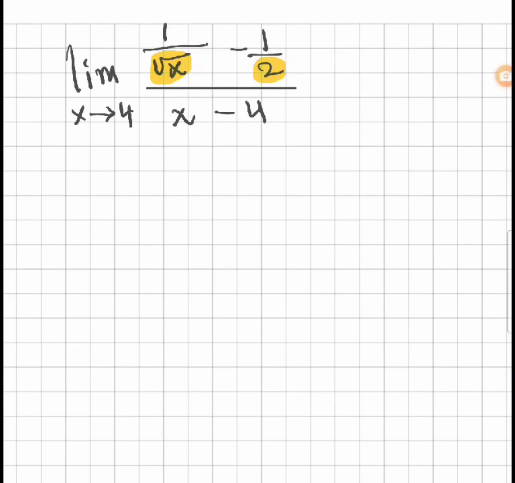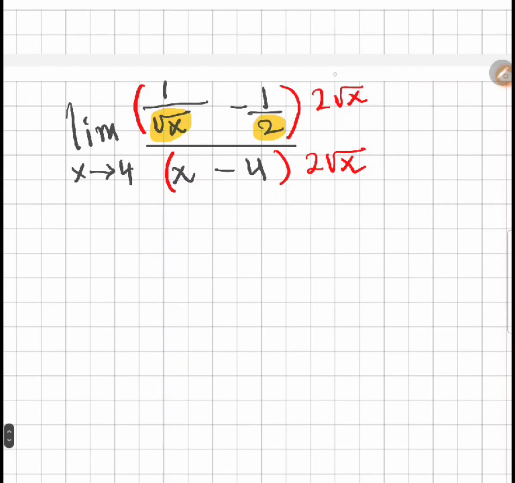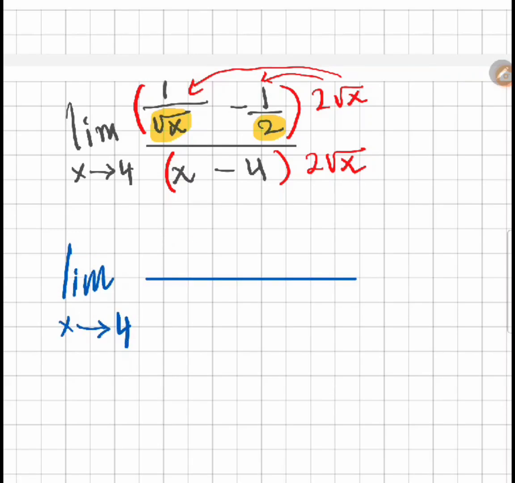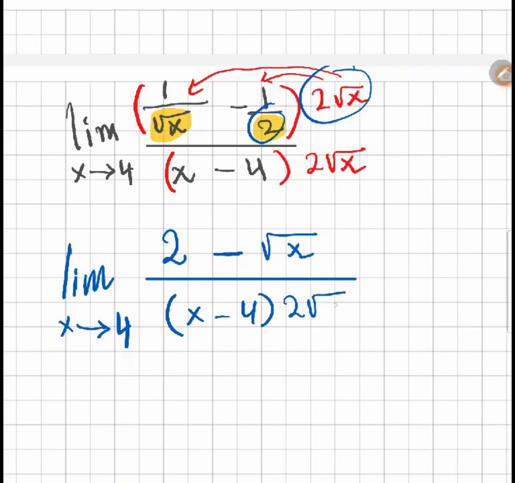So I'm going to multiply the top and the bottom by these two. That is by 2 square root x. So when I multiply 1 over square root x times 2 square root x, the square root x terms will cancel, leaving behind positive 2. So I have the limit as x approaches 4 with a 2 on top. And if I multiply these two, the 2's will cancel, leaving behind the square root of x. And so on the bottom, I have 2 square root x times x minus 4.